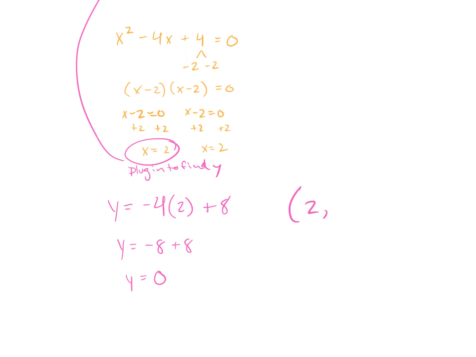So x was 2. y is 0. So this is my answer. This is one of those examples where we only get one solution because the second x ended up being the same thing. So it's the same answer.